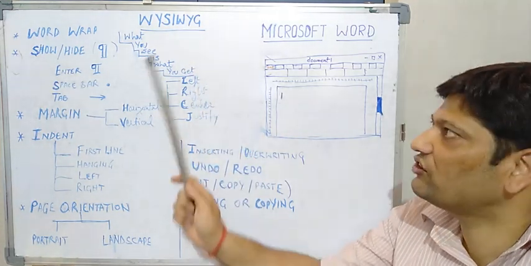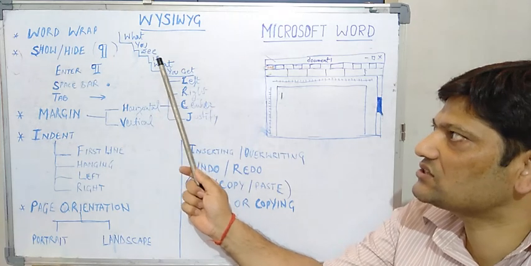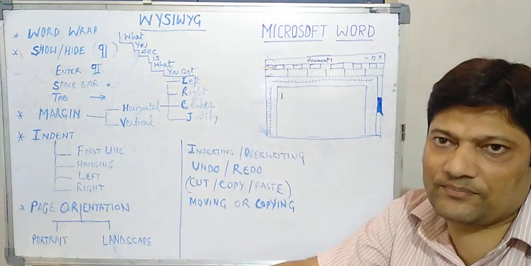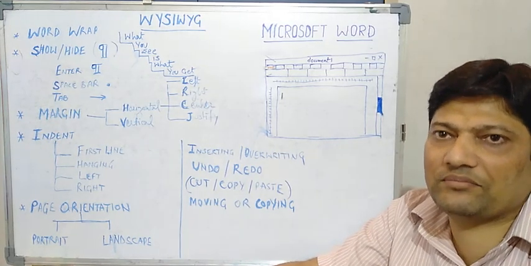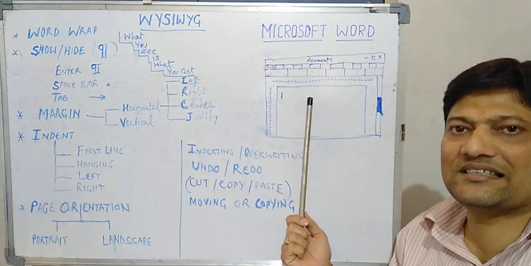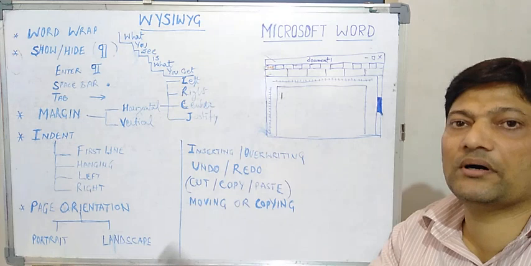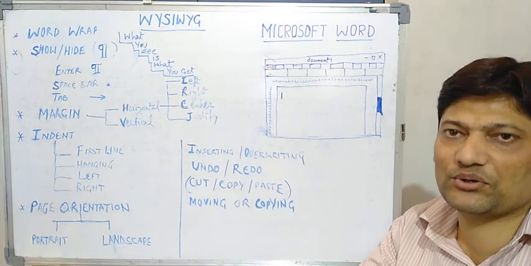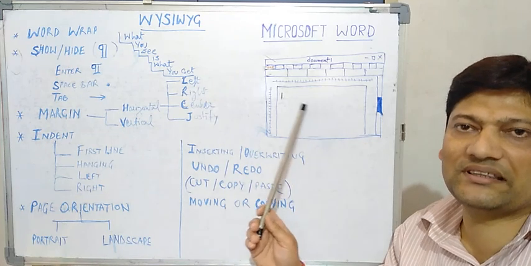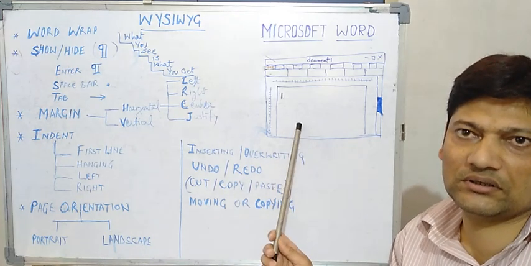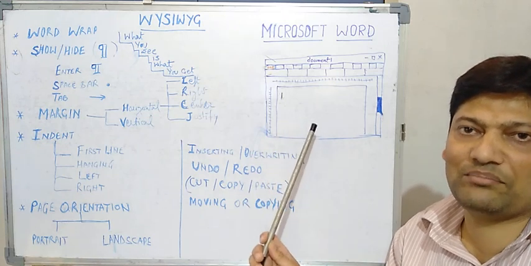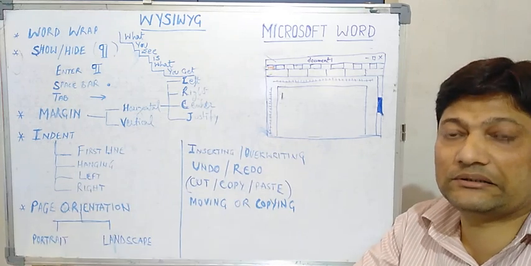WYSIWYG, and the full form is what you see is what you get. Now the question is, what is the meaning of this? What you see is what you get means whatever work you are doing in your Microsoft Word, you will get the same output from the printer. So whatever type of output you want, you have to do exactly that in your document. And a ditto copy of the same document will be generated by the printer.